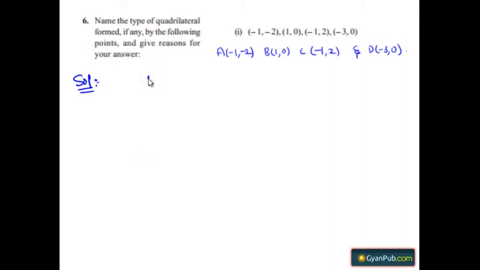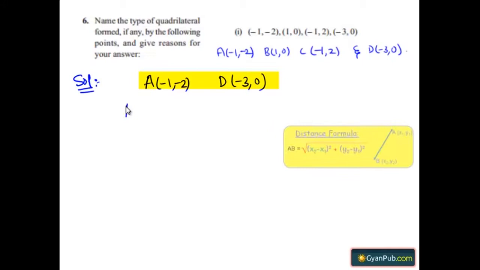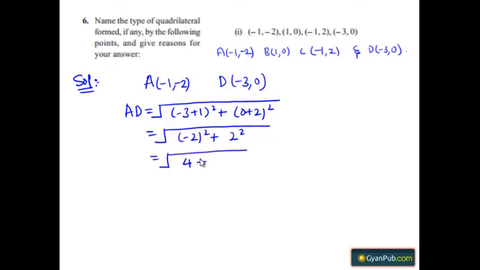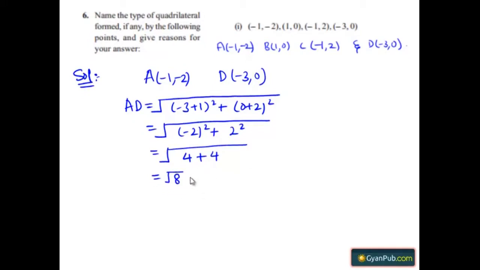Now taking the points A (-1, -2) and D (-3, 0), by distance formula we get length AD equals under root of (-3 - (-1)) whole square, that is (-3 + 1) whole square, plus (0 - (-2)) whole square, that is (0 + 2) whole square, which is equal to under root of minus 3 plus 1 is minus 2, so (-2) square plus 2 square, which is nothing but under root of 4 plus 4, that is equal to root 8. So here root 8 is nothing but 2 root 2.